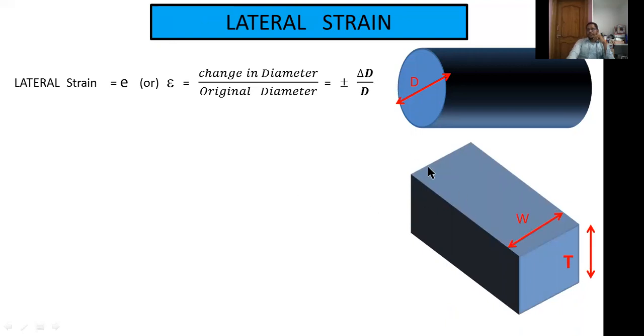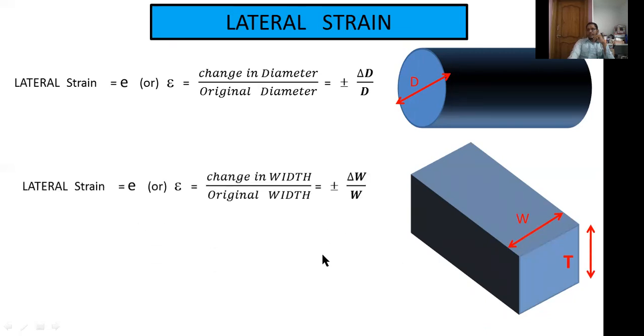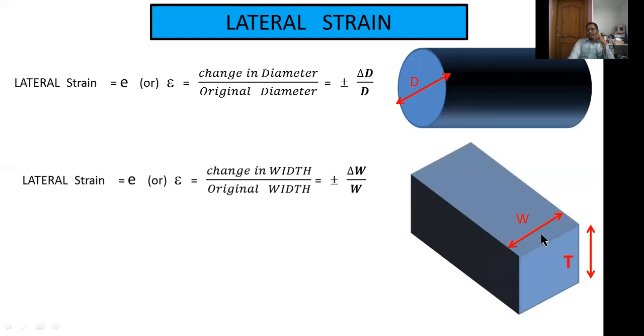In case of rectangle or square components, it has three dimensions: length of the component, width of the component, and thickness or height of the component. Here the lateral dimensions are width and thickness. So in lateral strain for this component, the change in width by original width. Here W is the original width, so the strain is delta W by W.